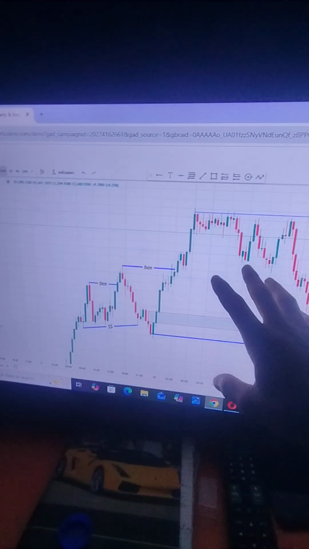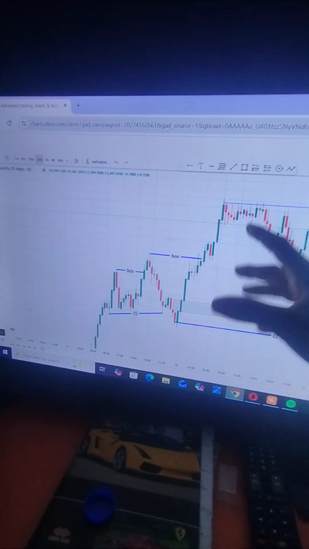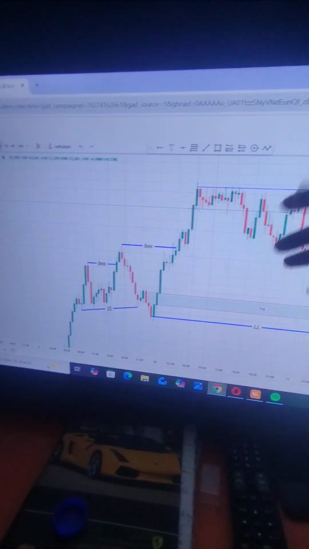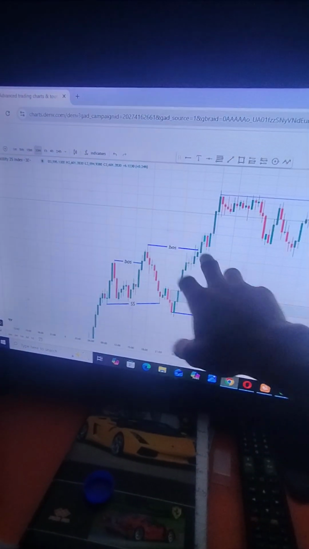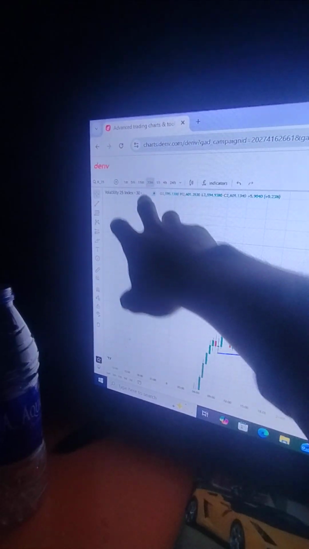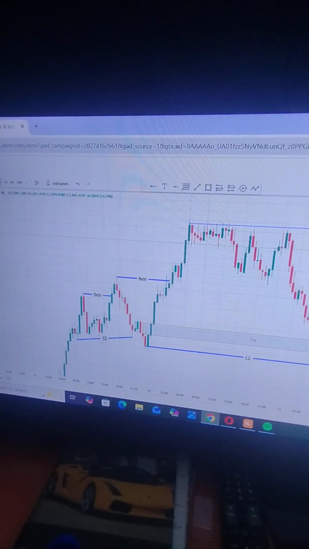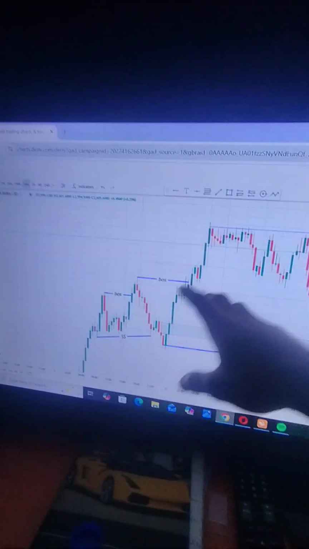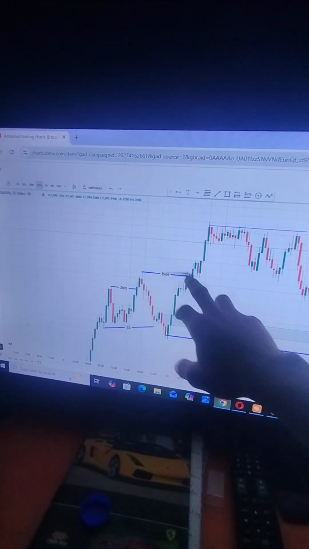So first things first, what do we normally identify? The first thing that we want to look out for in our daily chart is your break of structure. This is the break of structure. Normally, remember, we are dealing with 30 minutes. You want to see things happening fast, so we go to our 30-minute time frame. What do we want to identify on the 30-minute time frame? The first thing is your break of structure.